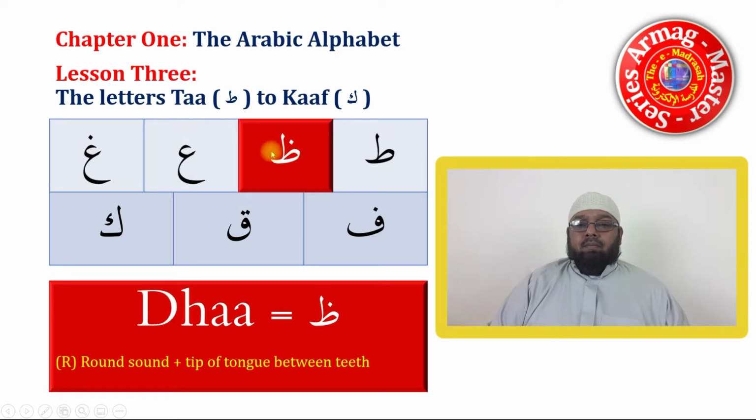Zha. The letter Zha, we have to do two things. First, we have to pronounce the sound as in the word there. So again, we put the tip of our tongue against the upper jaw and we say Zha. The second part is that we have to round the sound. So we do not say Tha, we say Tha. So let's try that again.